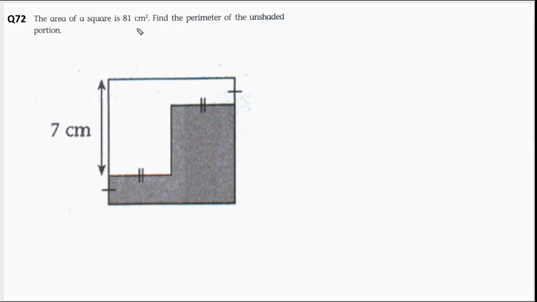The area of a square is 81 centimetres squared, and we're asked to find the perimeter of the unshaded portion. Well, this is a neat little puzzle, I think, but as with all geometry questions, or most word problems, you have to really think about what is meant by the special maths words that they use and how the things that you should know might help you use the information that's given.